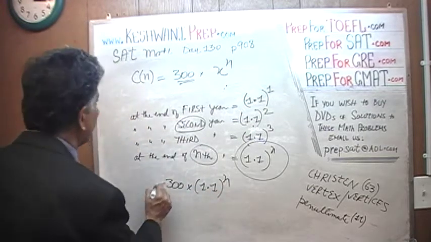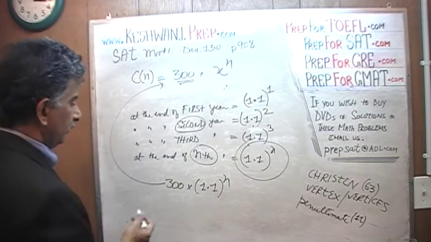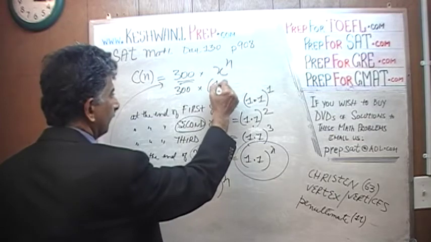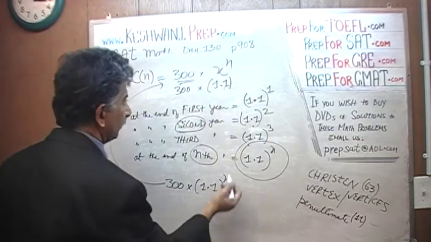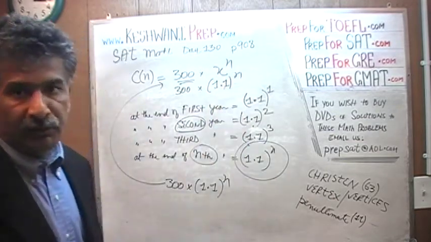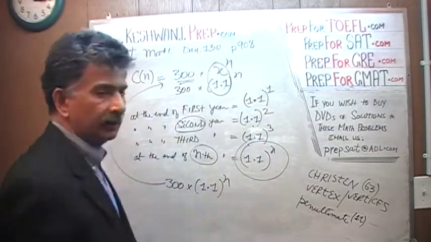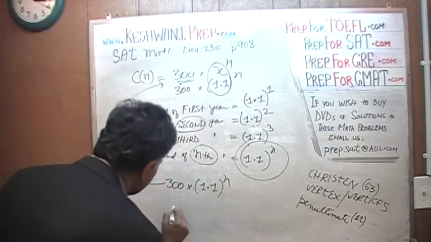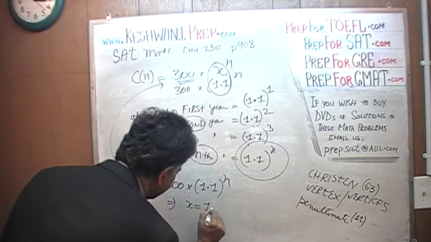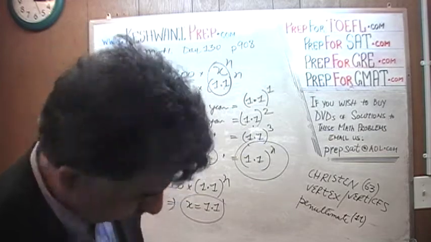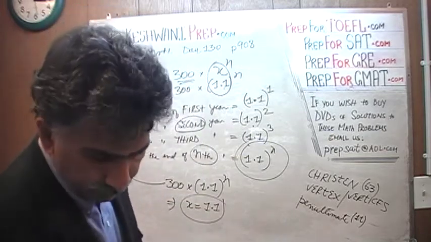Now compare this part to what they're giving us. 300 times 1.1 raised to n. What do you suppose the value of x is? x equals 1.1. Voila, that's it. This implies that x equals 1.1. The answer is C.